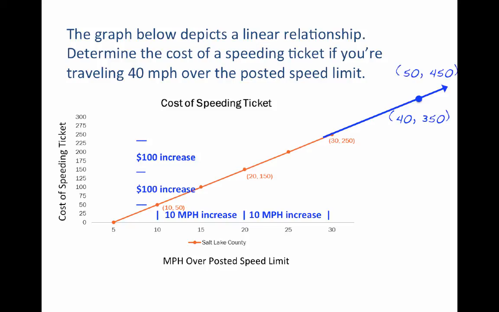Okay, we don't have enough room on the graph to go there, but you should have found the point when we are 50 miles per hour over the posted speed limit. The ticket is $450. This is an example of a linear relationship between the miles per hour over the posted speed limit and the cost of the speeding ticket.